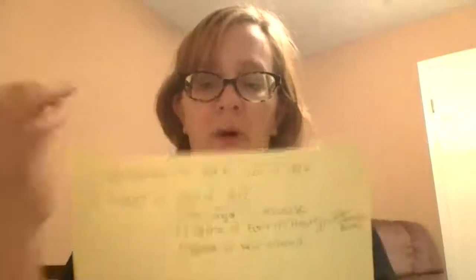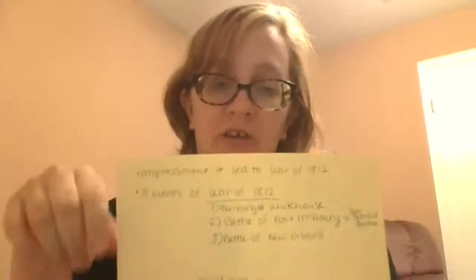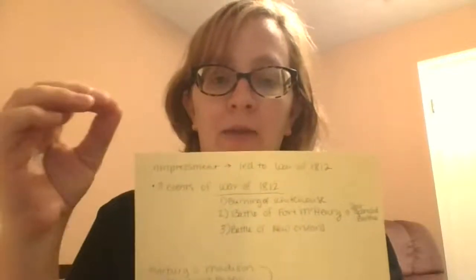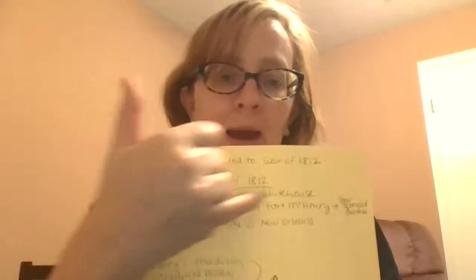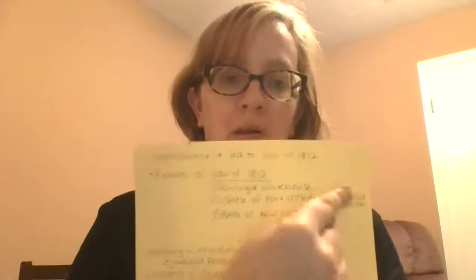So in the War of 1812, there are three major events that we focus on. One, the burning of Washington, D.C. Two, the Battle of Fort McHenry, which you may not remember by that name. That's where the Star-Spangled Banner is written. And last is the Battle of New Orleans. The writing of our national anthem is a pretty important event. Remember, it's a poem first, and then later it'll get turned into a song. But the writing of our national anthem happens at the Battle of Fort McHenry. Okay.